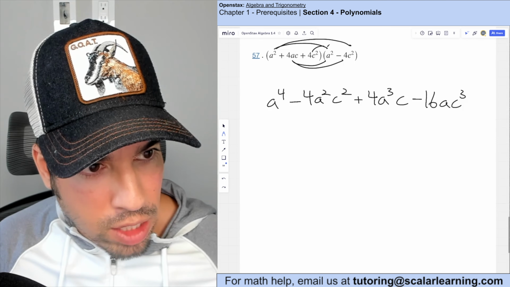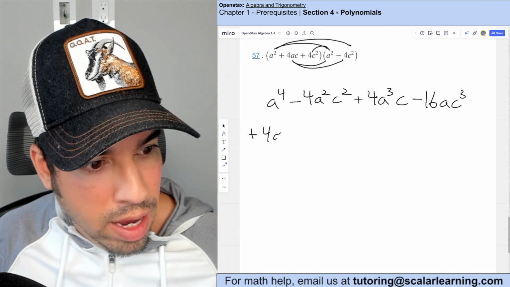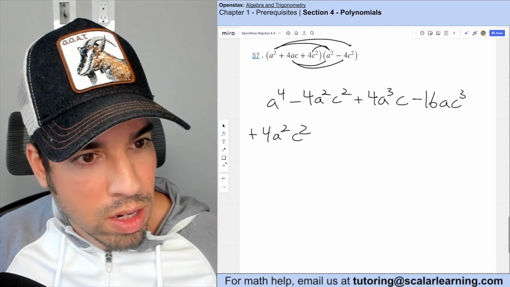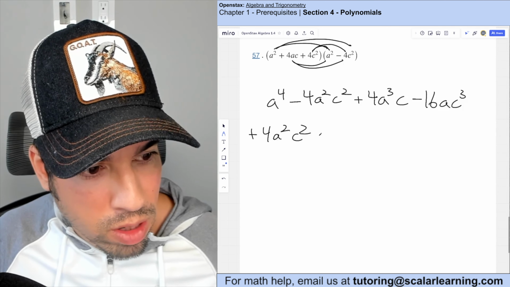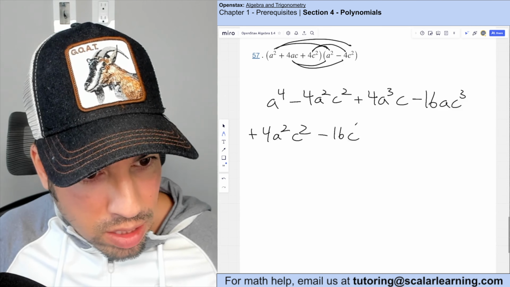And then we're going to go to the last one, 4c squared times a squared is 4a squared c squared. And last but not least, 4 times negative 4 is negative 16, and then we're going to add those exponents, c to the fourth.